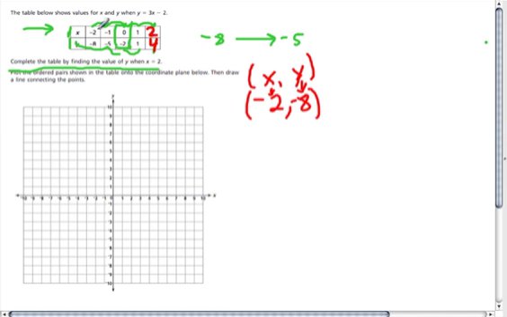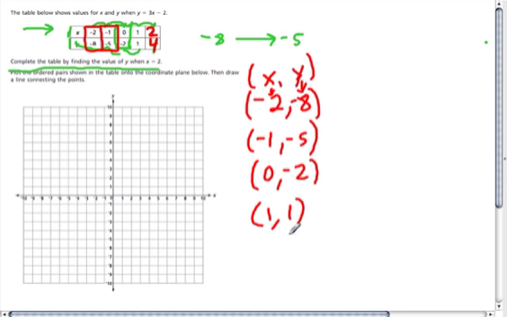And I'm just going to write the numbers as I see them right here. So the first one's -2, -8. Next we have -1, -5. Then we have 0, -2, 1, 1, and 2, 4. It wants us to draw a line that connects these points, so I'm going to plot them.